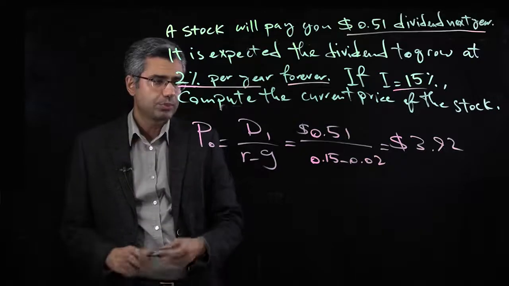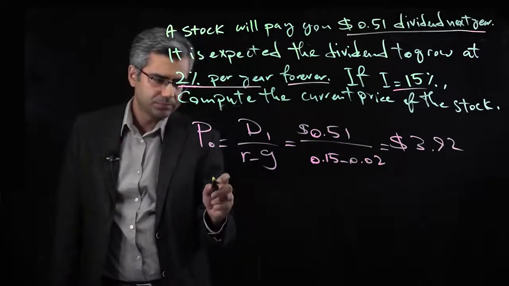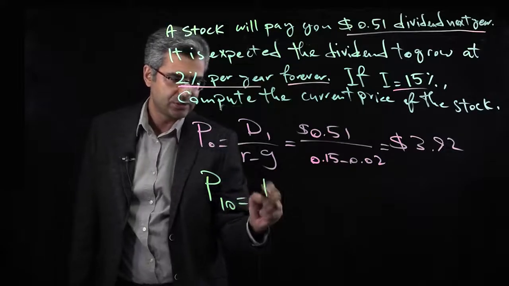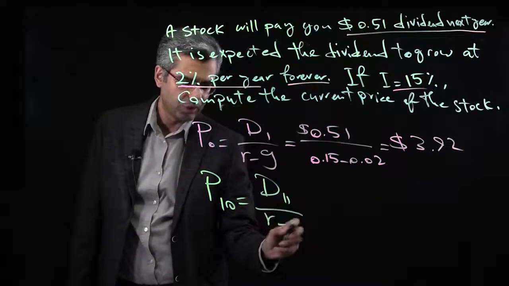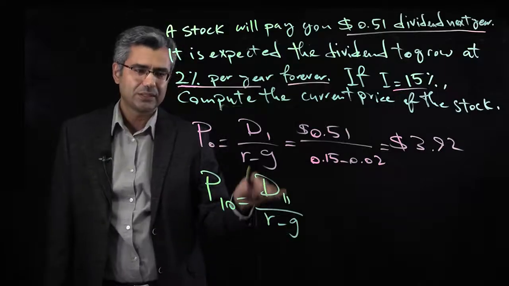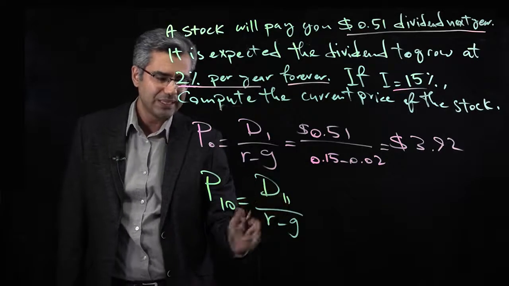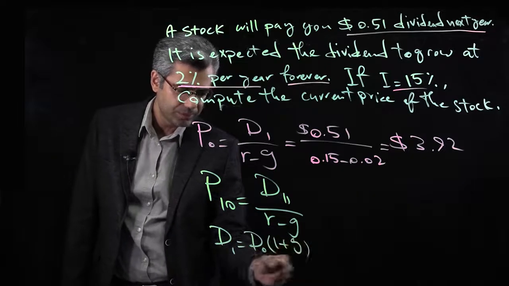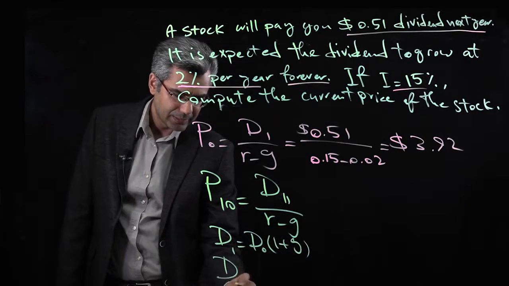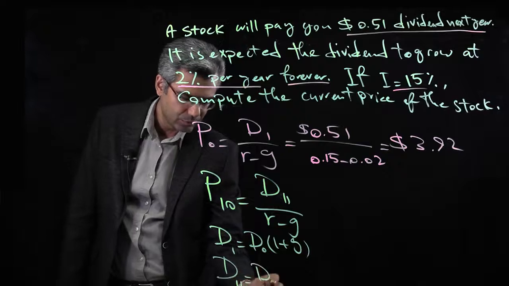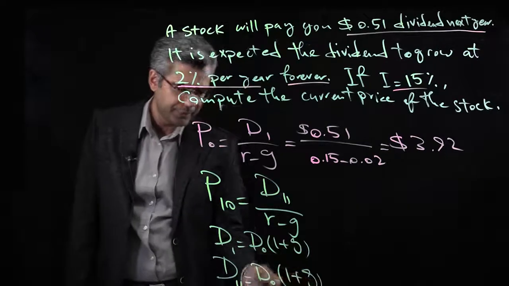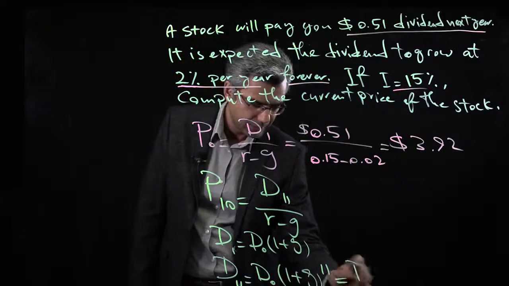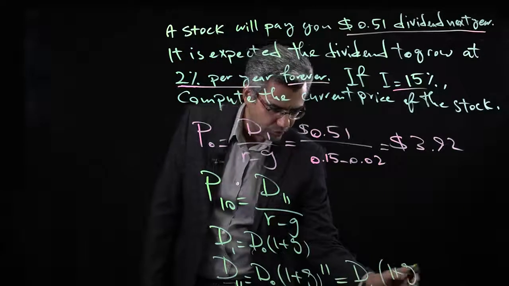And if you are interested to compute, for example, the price in year 10, what is the price in year 10? It is D11 divided by R minus G. So always next dividend divided by R minus G. So how to compute D11? You remember D1 was D0 times 1 plus G, so D11 is D0 multiplied by 1 plus G to the power 11. Or here we have D1, so I just write this formula like this, D1 times 1 plus G to the power 10.